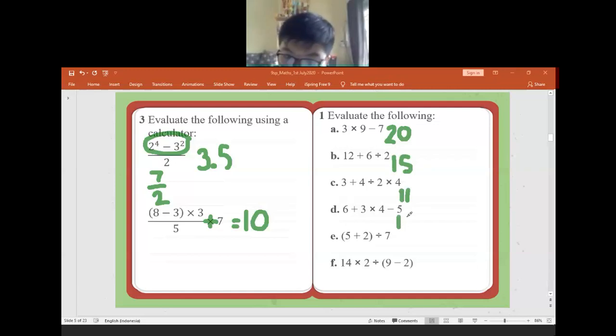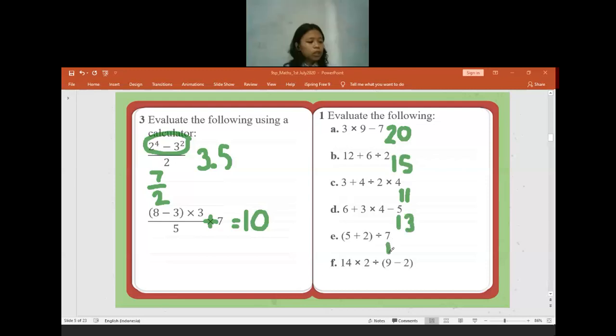Whenever you get confused, please feel free to ask. Do not be shy or afraid to ask. E is 1, teacher. Okay, good job. For question F, how many will it be? 4. Okay, is anyone confused? No, teacher. For sure? Any one of you?